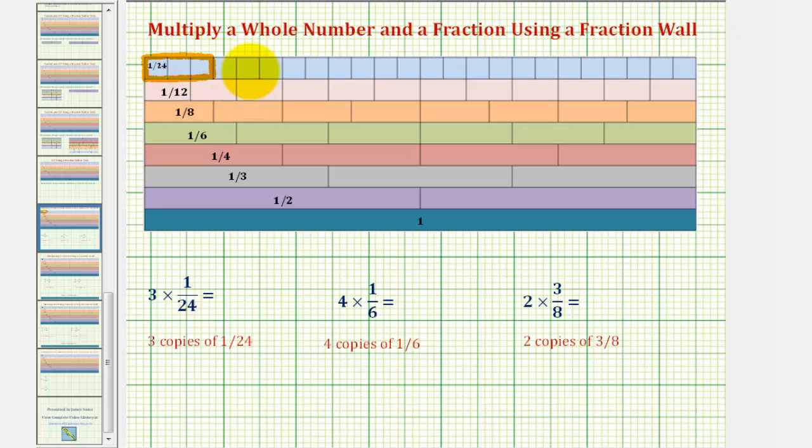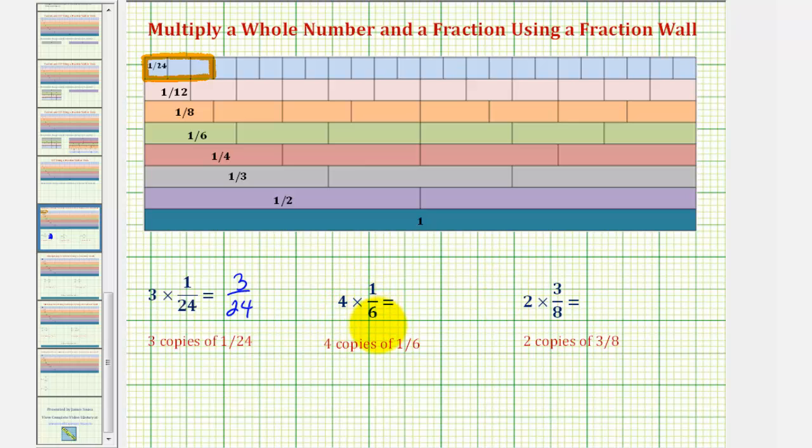So just to emphasize this, if we count or enumerate the number of 1/24 rods, notice how we have 1, 2, 3 1/24 rods. And the length of these 3 rods would be 3/24, which is our product. 3 times 1/24 is 3/24.